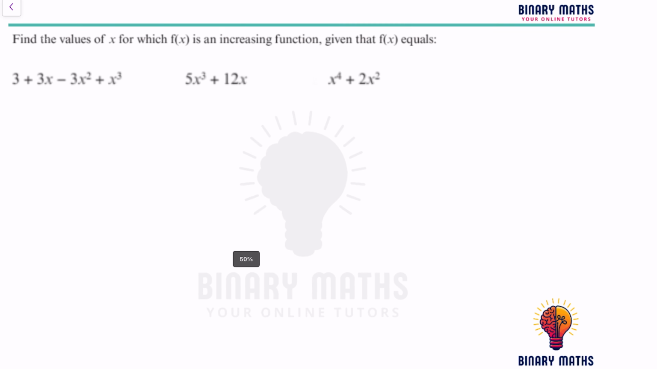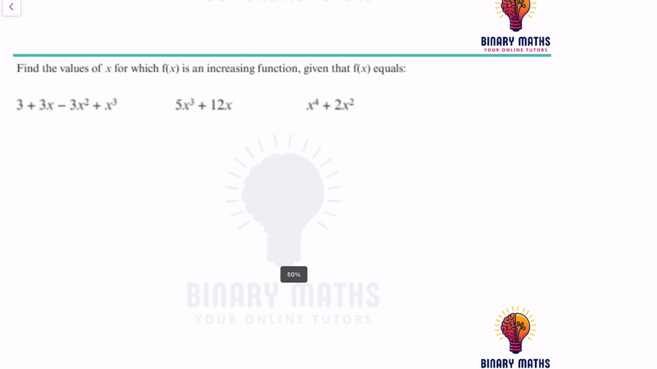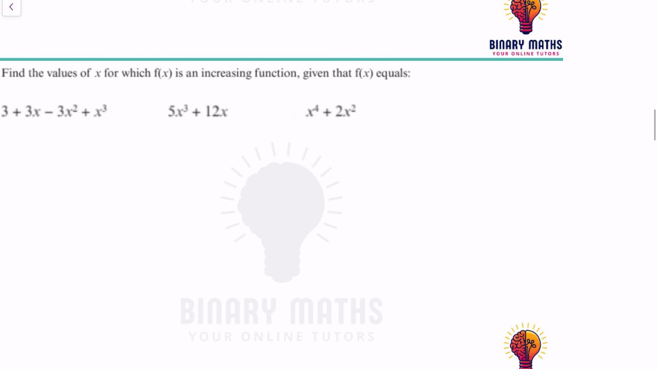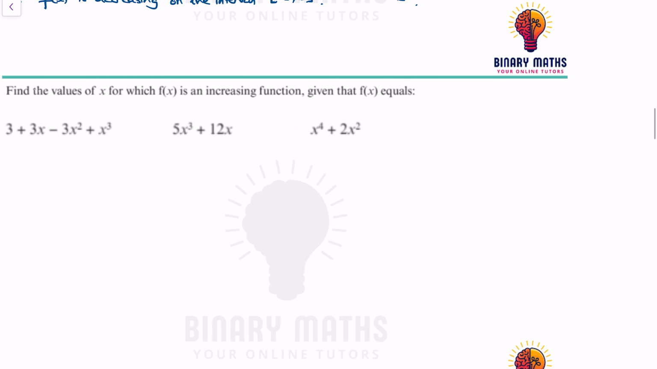Okay, find the values of x for which f of x is an increasing function given that f of x equals these ones. Okay, so the best thing to do is go through all the examples. So let's do a first. So first thing I need to do is, remember we're looking at for when it's an increasing function. So f dash of x, always work out the gradient. So it's going to be 3 minus 6x plus 3x squared.